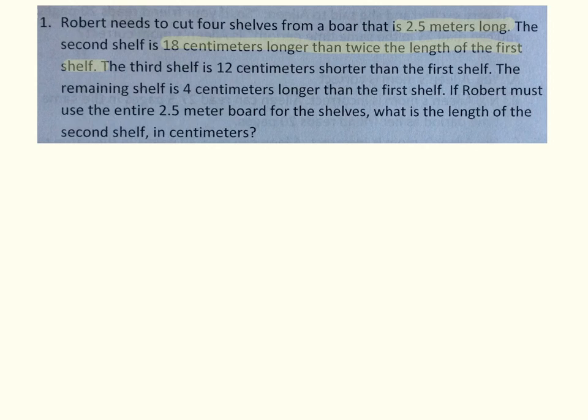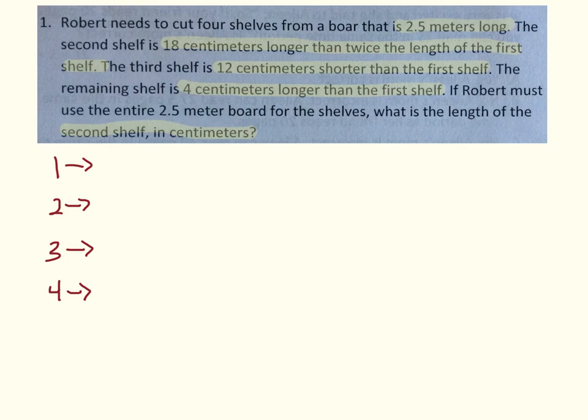Alright. The third shelf is 12 centimeters shorter than the first shelf. The remaining shelf, which is the fourth shelf, is 4 centimeters longer than the first shelf. If Robert must use the entire 2.5 meter board for the shelves, what is the length of the second shelf? So this is the question we have to answer in centimeters.